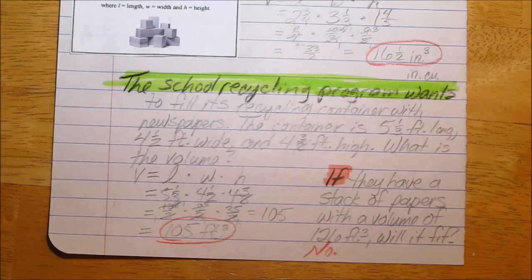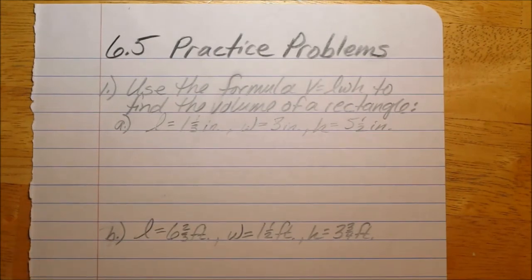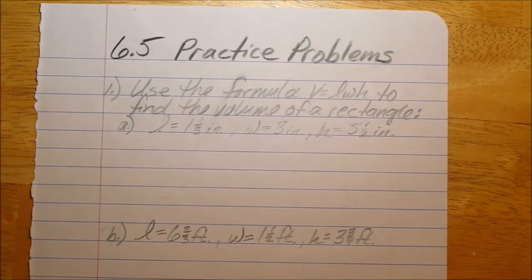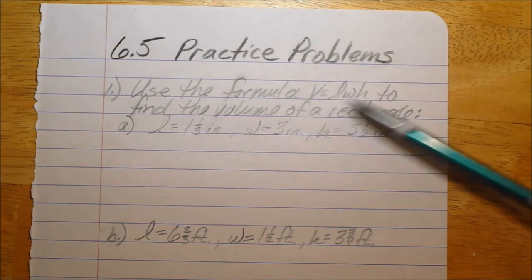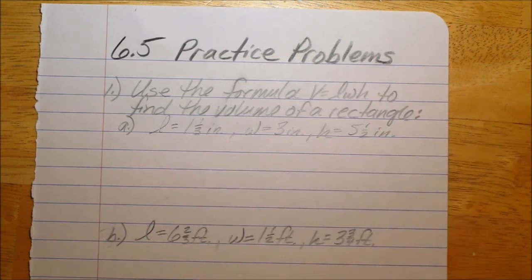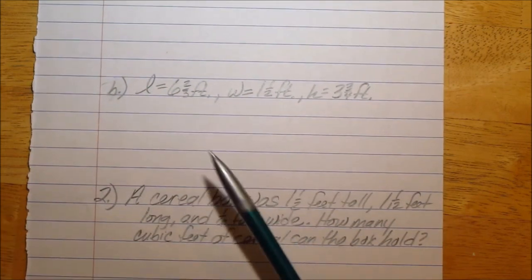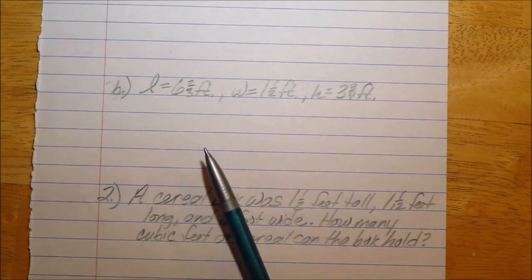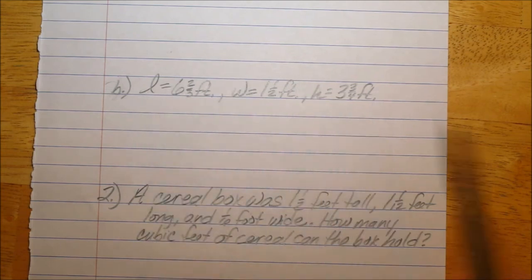Let's take a look at our practice problems. Okay, 6.5 practice problems. Here we go. The first one says to use the formula V equals L times W times H, that's the formula for volume, to find the volume of a rectangle that has these dimensions. All right, we did that in our notes. That should be easy for you to do. Part B of this is, okay, find the volume if these are the measurements, right?